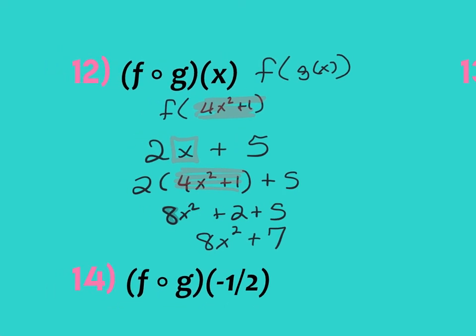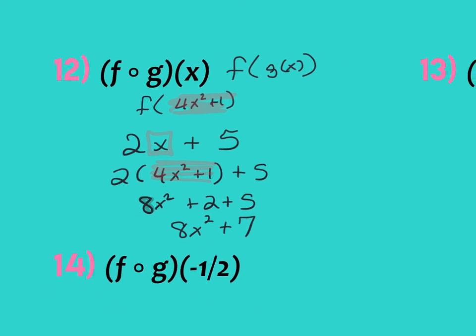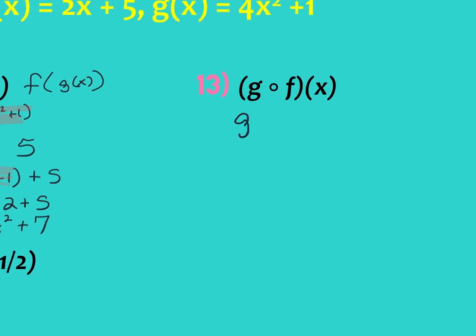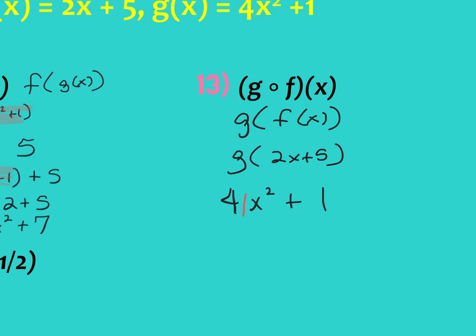Next one, you're taking the f of x function and plugging it into the g of x. So we're doing g of f of x, where the f of x function is the 2x plus 5. And then if I write down the g of x function, it's the 4x squared plus 1. So again, you're taking only x out and putting this in its place. So 4 times 2x plus 5 squared plus 1. Gonna FOIL the red.